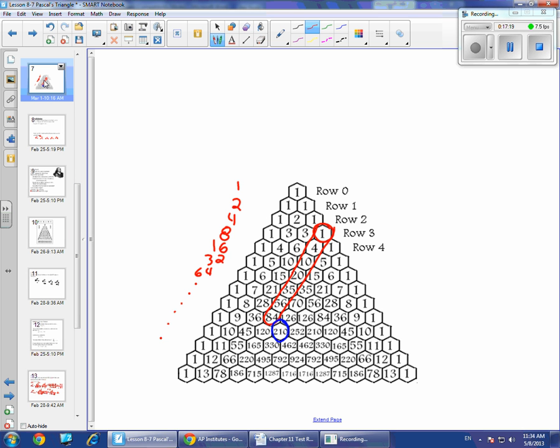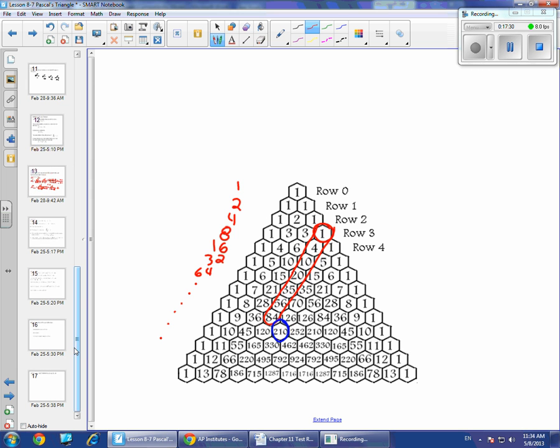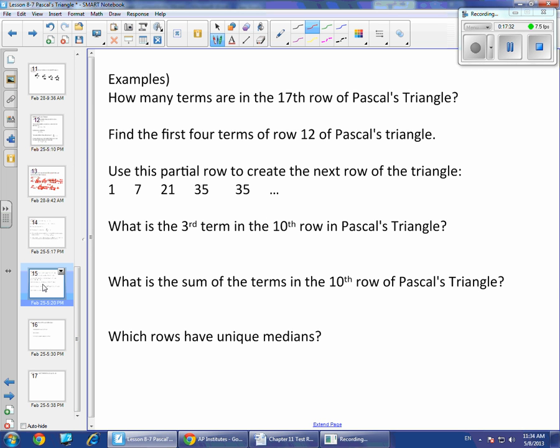Notice in row 0, there's 1 term. In row 1, there's 2 terms. In row 2, there's 3 terms. In row 3, there's 4. Row 4, there's 5. So notice the number of terms in a row is always 1 more than the row number. So this will be 18.